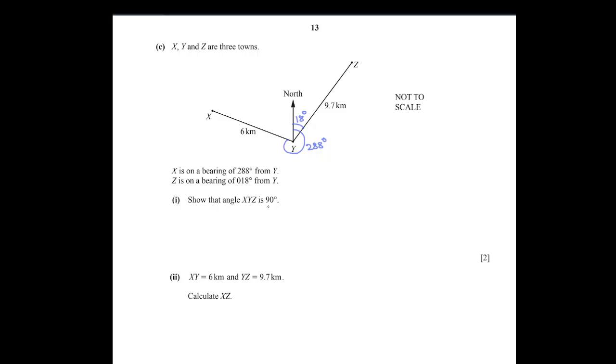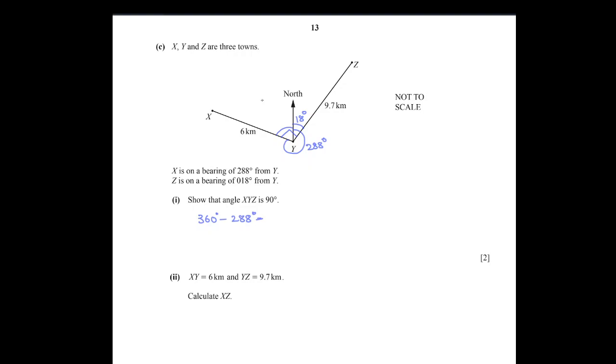Show that angle XYZ is 90 degrees. So now we have to show that this inner angle is 90 degrees. First let us see, this whole angle is 288. So we'll find out only this angle. So how will we get that? Doing 360 minus 288. That gives the angle between the line of the X town and the north line.